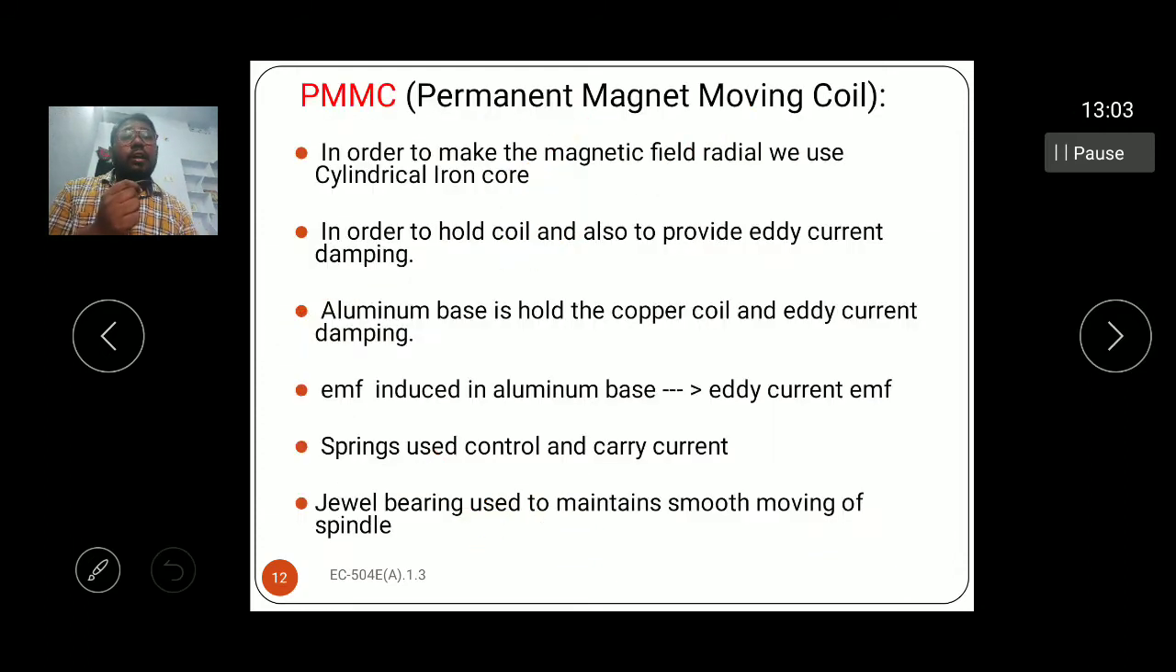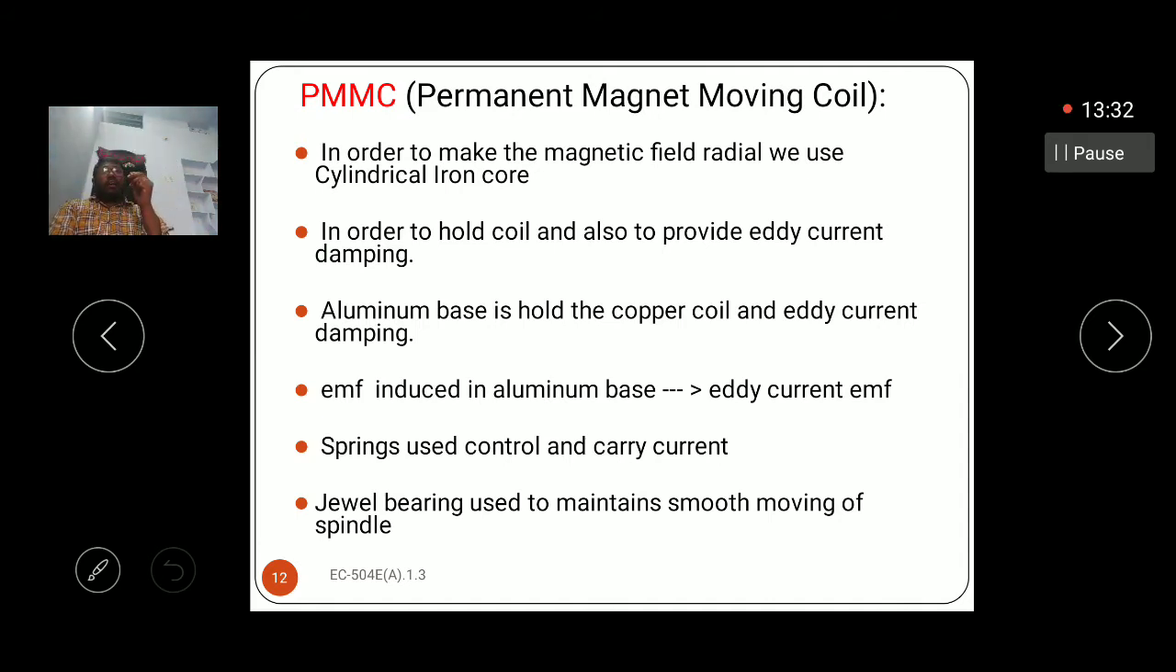In this construction I am going to explain the importance of each part of the PMMC. In order to make the magnetic field radial, we use the cylindrical iron core. What is the importance of the cylindrical iron core? In order to make the magnetic field radial, we are using the cylindrical iron core.